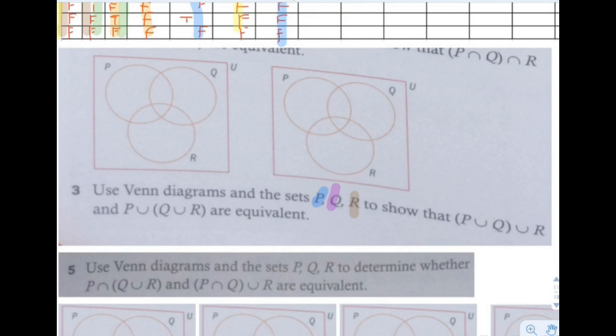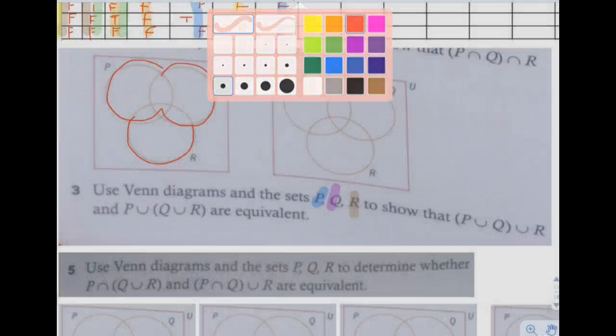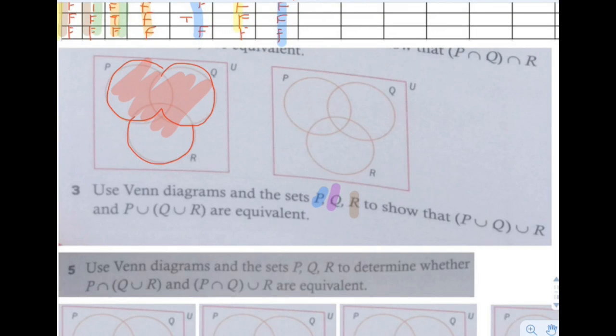Okay, and let's see. So P or Q, I don't think we need color codes. P or Q is going to be this figure 8 shape here. Okay, that's P or Q. Then we're going to union that with R. So we're going to add R to it, and then we just have everything, right? So everything in here is included.